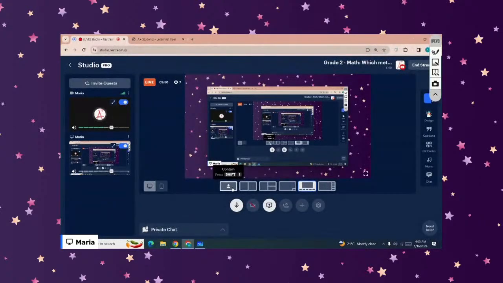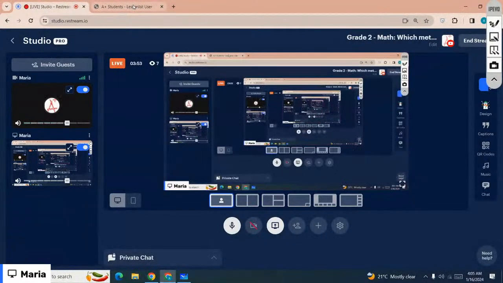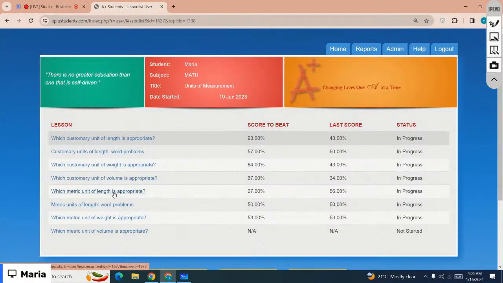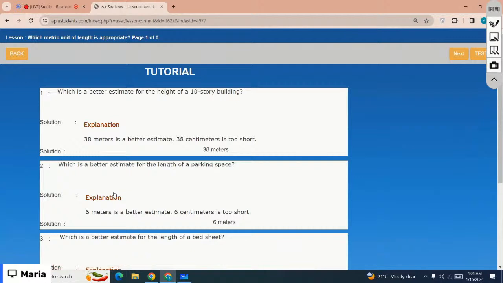Okay, let's start with the first lesson, which is which metric unit of length is appropriate. The first one is which is a better estimate for the height of a 10-story building. You are given 38 meters and 38 centimeters. So which is the correct option? Centimeter is a smaller unit and meter is the bigger unit. Because that is a 10-story building, that would be 38 meters, right?